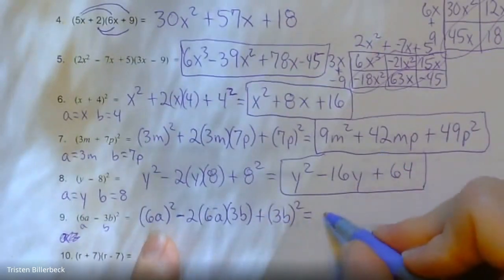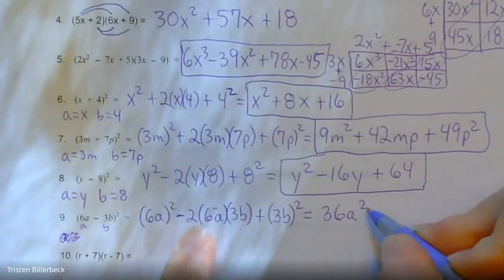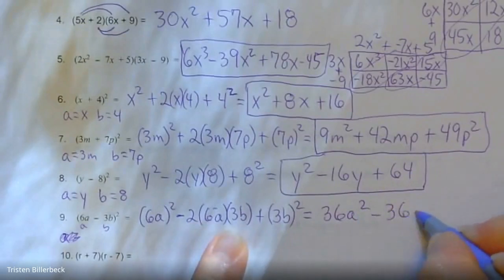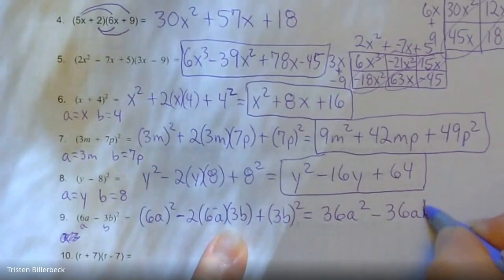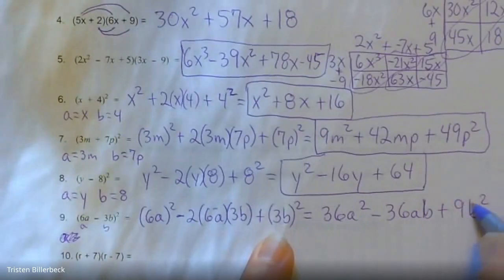So we have 6 times 6 is 36A squared. We have 2 times 6 is 12. 12 times 3 is 36 AB. And 3 squared is 9B squared.